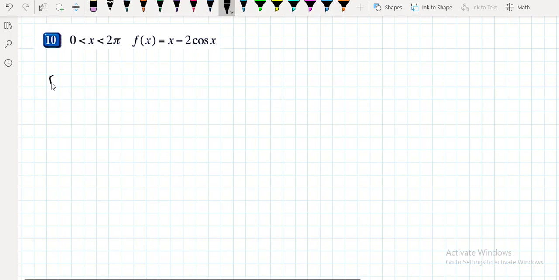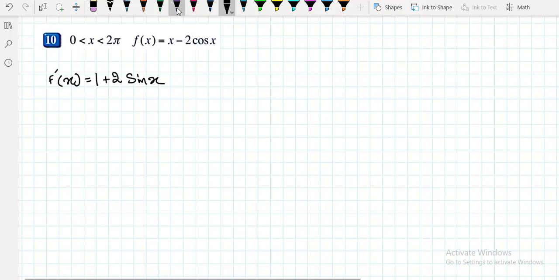F prime of x equals the derivative of x, which is 1, minus the derivative of cosine, which has a negative sign. With this, the negative will be positive and the 2 stays safe and sound: sine x. 1 plus 2 sine x, that is the first derivative.